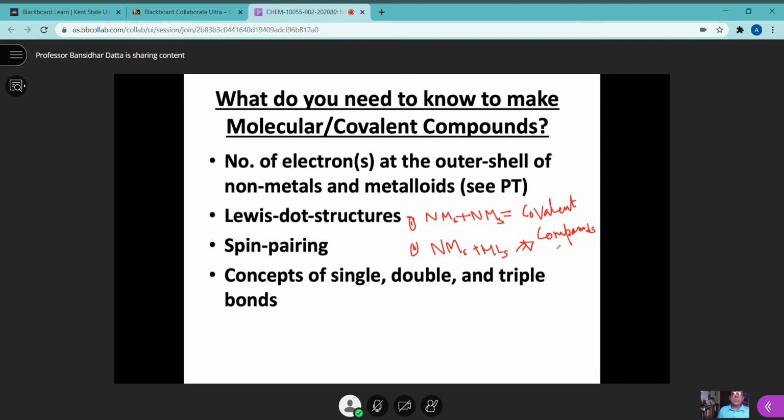And why do they share a pair of electrons? Because they want to make a bond. In order to make a bond, can two electrons just stay together? The answer is no. If you have an H, for example, and another electron, they cannot stay together. They have to be spin paired, like tiny magnets: North Pole, South Pole, South Pole, North Pole.